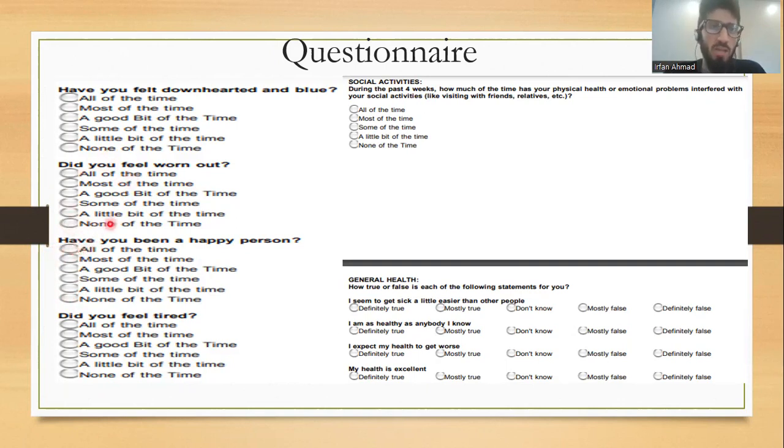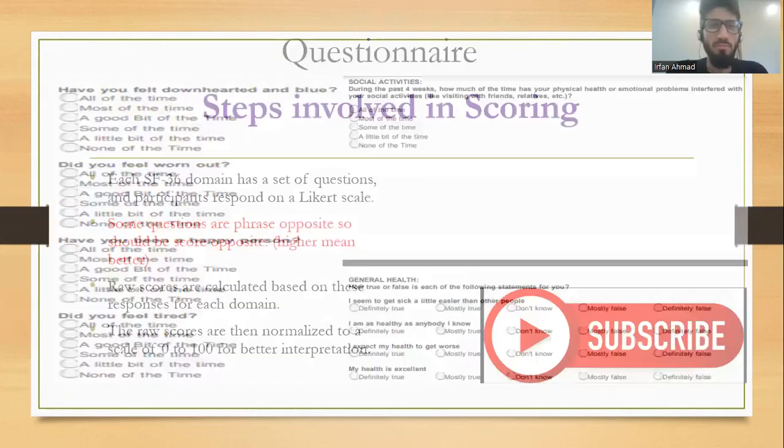The same is for the other question, like, did you feel worn out? So all of the time I am worn out, or none of the time I am worn out. This is the same as the last question. So you can think about it and score it accordingly.